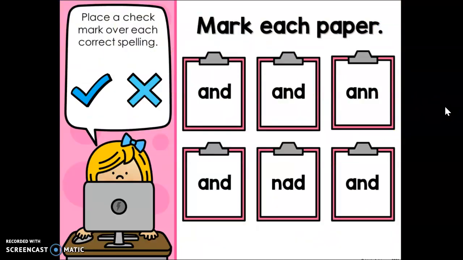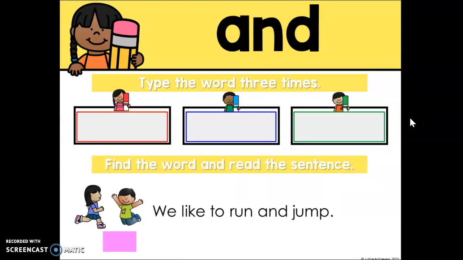Next, you're going to put a check mark over the correct spelling of the word and an X over the ones that are spelled incorrectly. Then you will type the words 3 times using your keyboard. Look at the top to help you. The word is listed there.